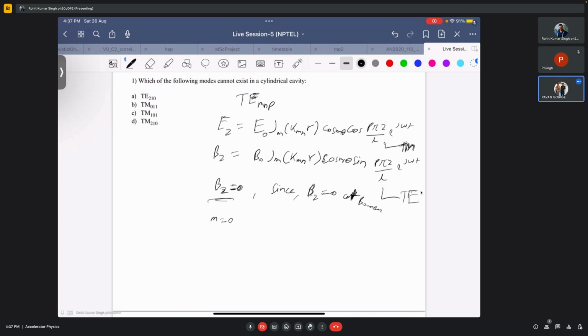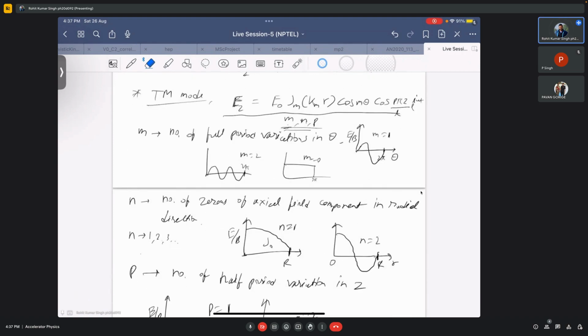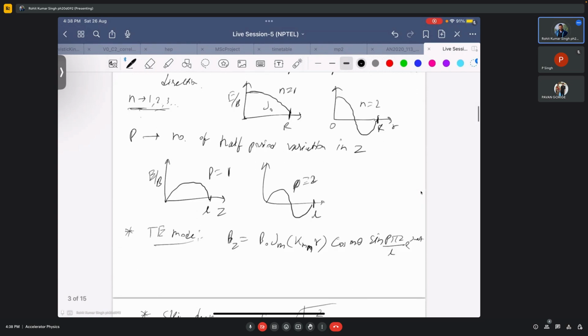Yeah, but we have a problem here. See, what I told you. Oh, sorry, the 0 is for n, not m. When I was explaining what n is, it is the number of zeros in the axial field component in the radial direction. Suppose this is the axial component. It should go to zero at the interface, right? If we have n equal to 0, then it will not go to 0 at the boundary, and then we again violate the boundary condition, correct? So that's why we cannot have n equal to 0. n always starts from 1. Do you understand what I'm saying?